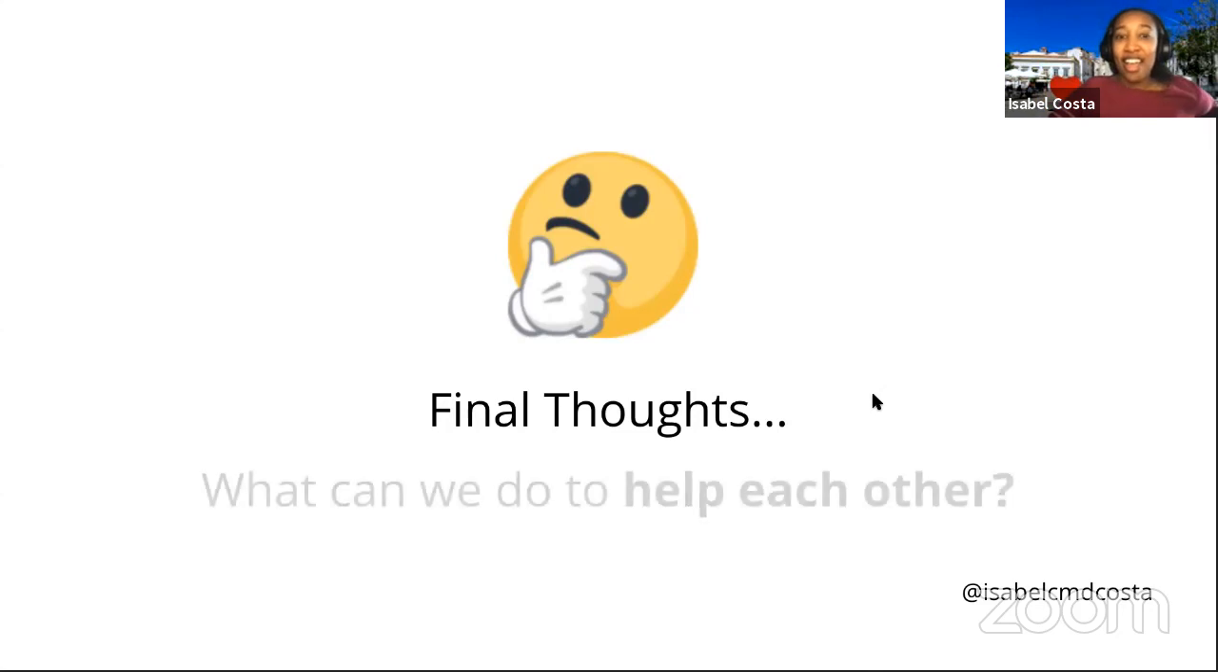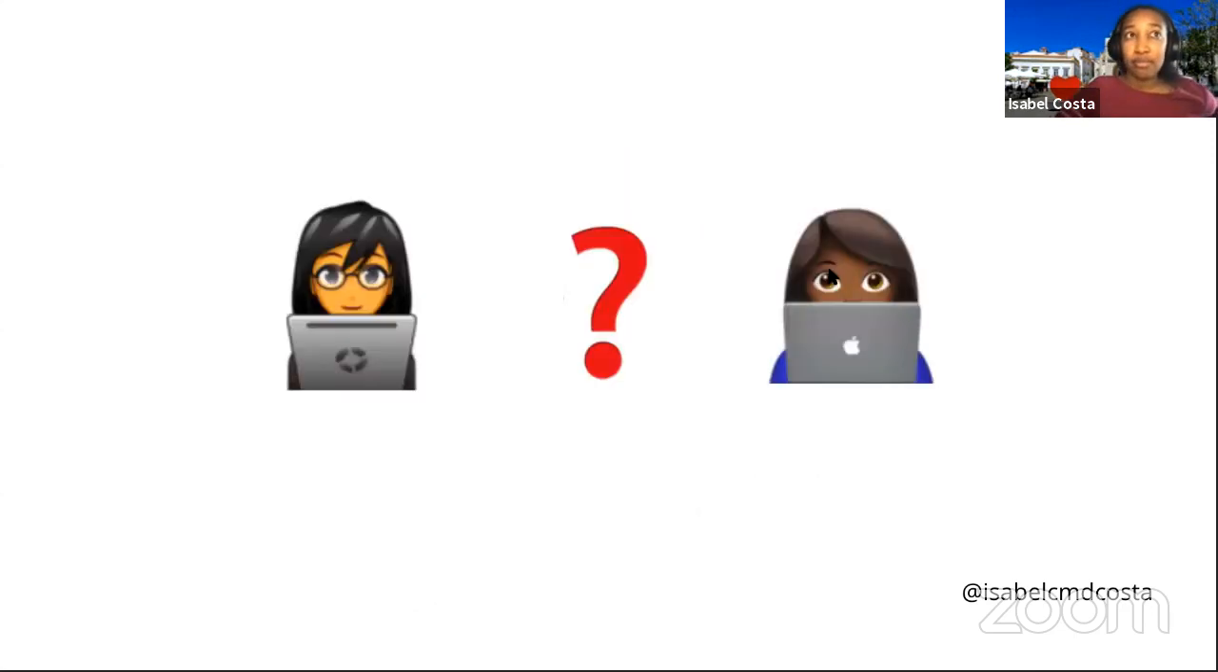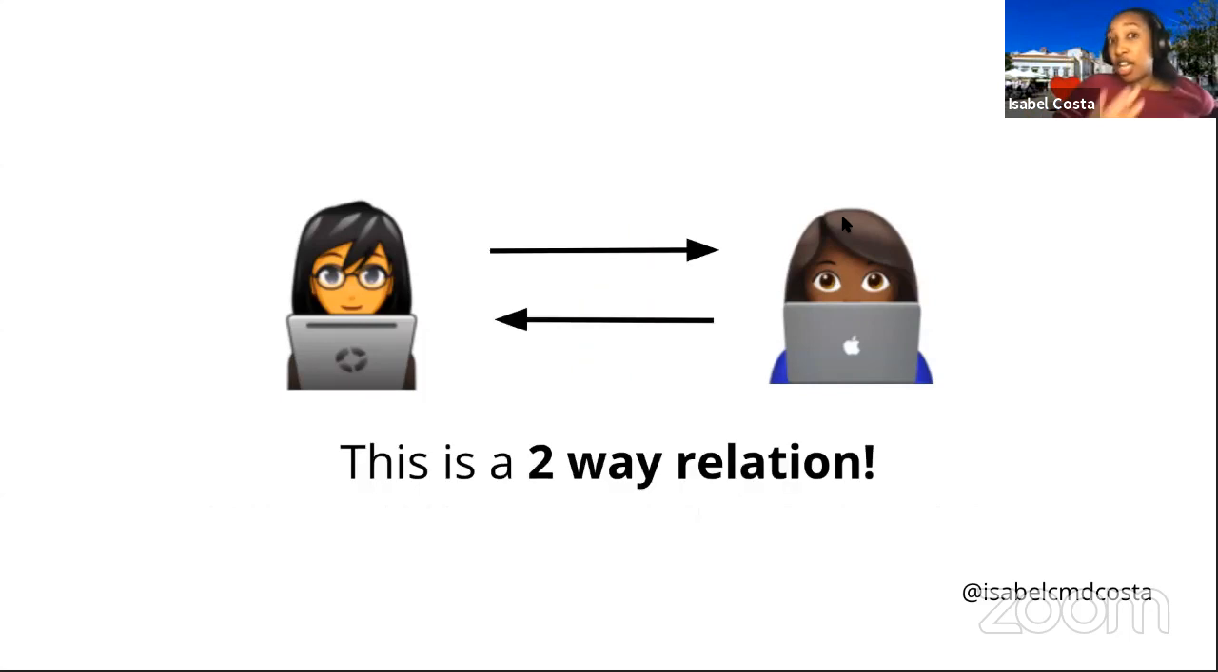So, final thoughts, I promise it will be short. What can we do to help each other in open source now that we know both sides of it? Don't forget, this is a two-way relationship. A lot of the things in open source have to do with people interactions, right? That's where we may get frustrations from if we ask for help and we don't get the help we want. So remember, this is a two-way relationship, right? In open source, we rarely work alone. We may work with another community member we don't know, or a maintainer.